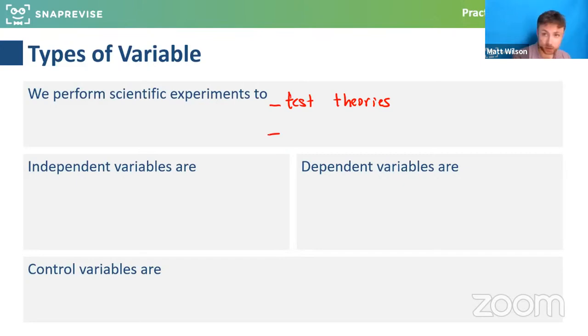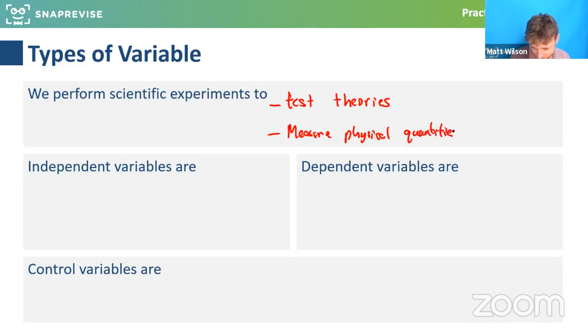But there is another thing that we use experiments for as well, which is when we've accepted a theory, we often use experiments just to measure quantities. We might just literally want to know how much mass there is in the Earth, how large the sun is, or maybe even how much a grain of sand weighs. So one of the other things we use experiments for is to measure physical quantities.